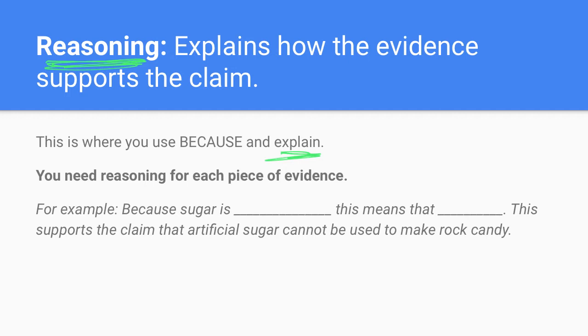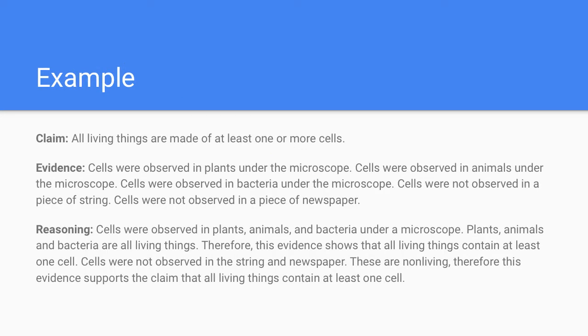For example, because sugar is blank, this means that blank. This supports the claim that artificial sugar cannot be used to make rock candy. Making sure that you're connecting your evidence back to your claim is your whole goal in the reasoning. You're really using what you've learned. The reasoning is where I can tell that you have learned something during these last few weeks. So here's a quick example of a CER.